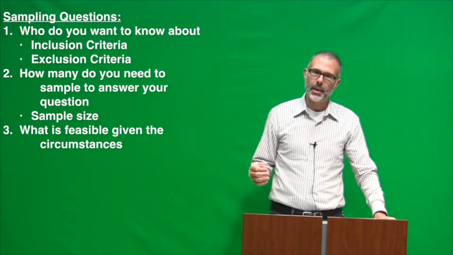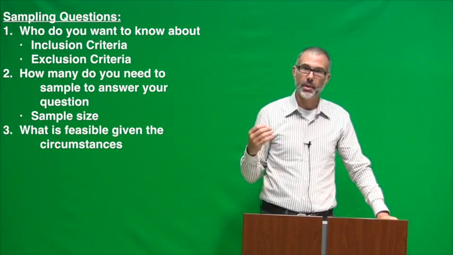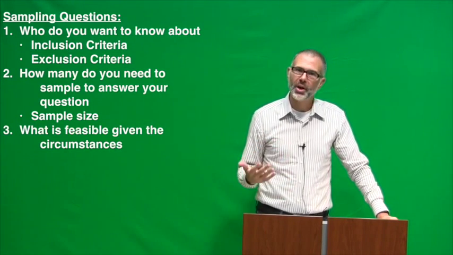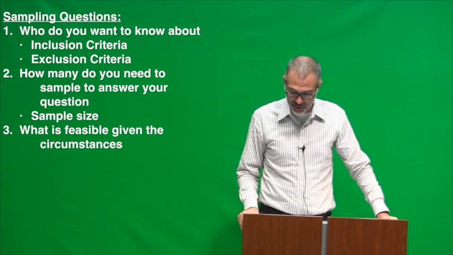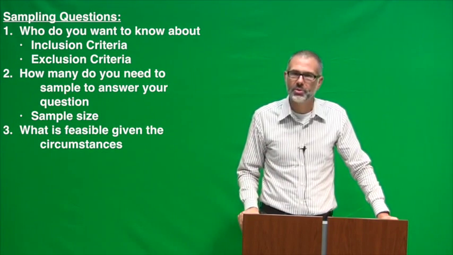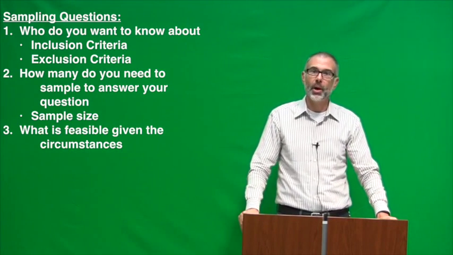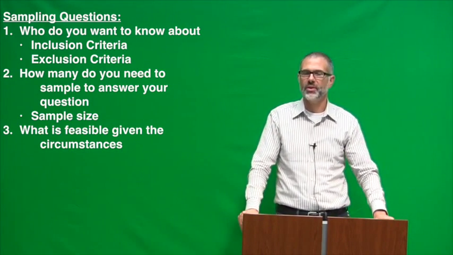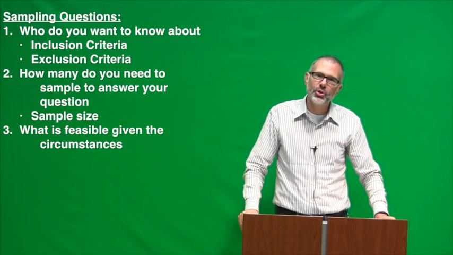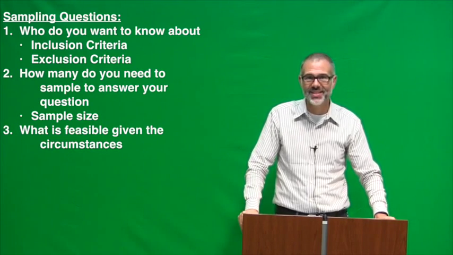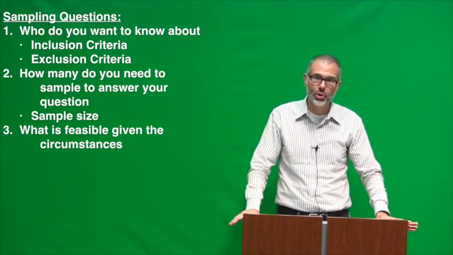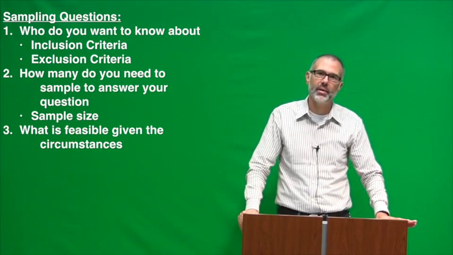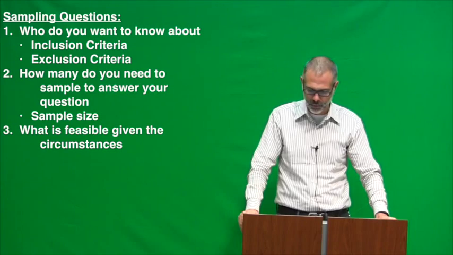When thinking about sampling, and the appropriateness of sampling, you want to ask a few basic questions of the sample. One is, who do you want to know about? Have you used a good inclusion criterion? We'll define that term in a second. Have you made a good decision about who gets into the study and who is kept out of the study? And that's crucial to having an unbiased sample.